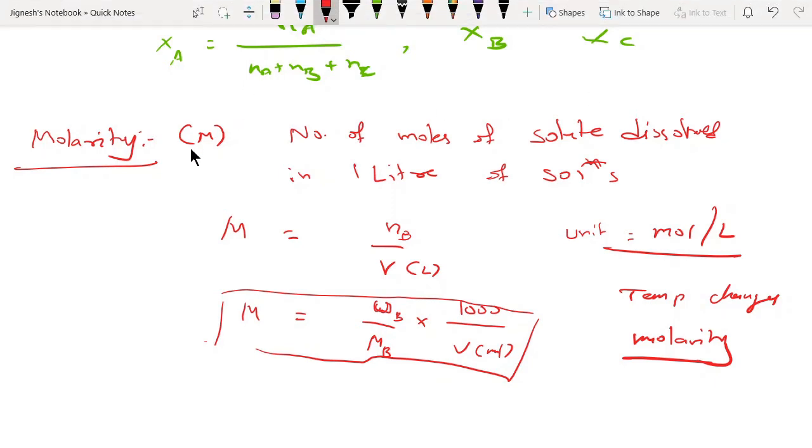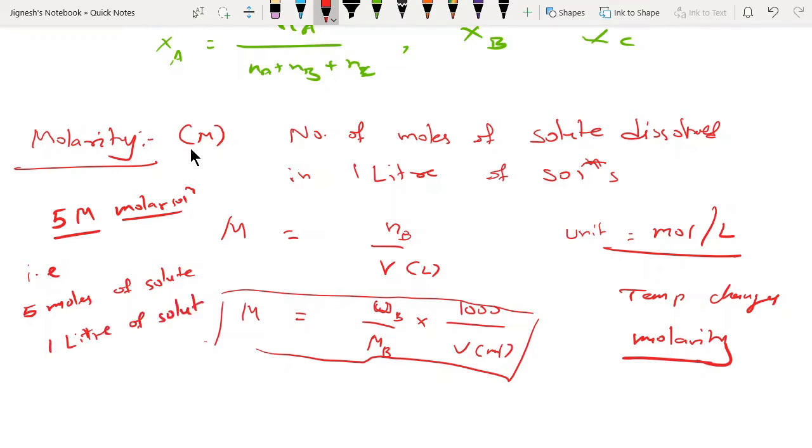And for molarity, if somebody asks you about a 5 molar solution, what does that mean? That is what I have to understand. I have to understand that 5 moles of solute is dissolved in 1 liter of solution. This is the thing which I have to make sure.